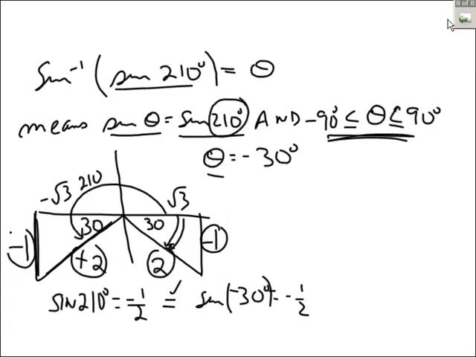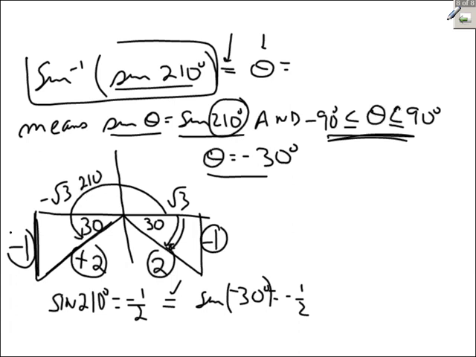So when I say theta is negative 30, remember, I called this theta. If you didn't even write theta, the answer is negative 30 degrees. Sine inverse of sine of 210 is negative 30 degrees. Okay, let's do a couple more.